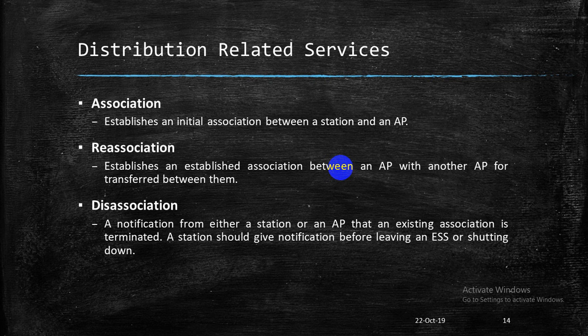And disassociation can be described as the termination part of the distribution related services. An existing AP association will be terminated by getting a notification from the station or AP. A station should give notification of leaving the ESS. So notification should come before shutting down the distribution.